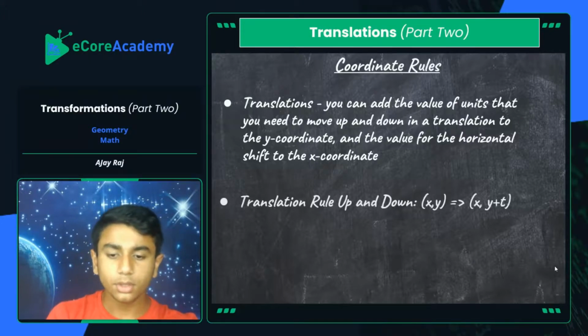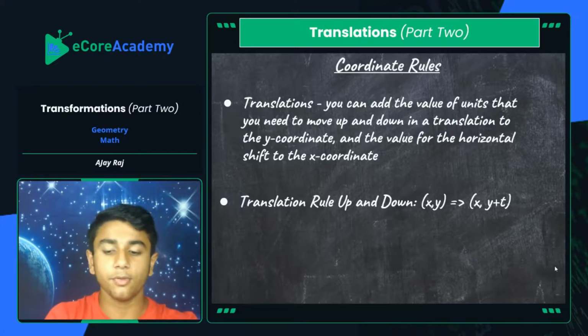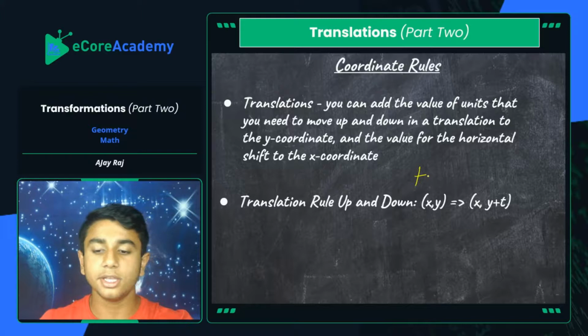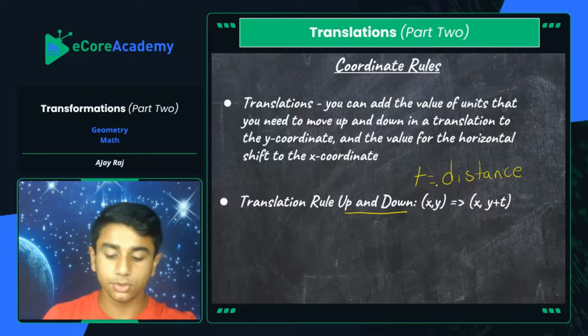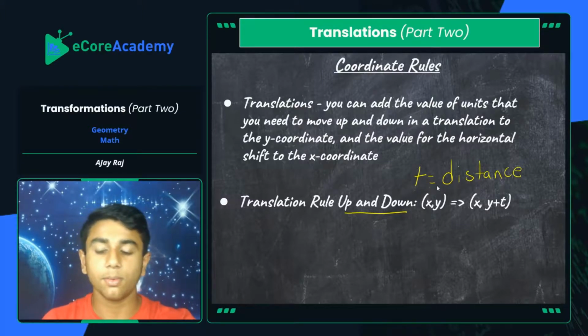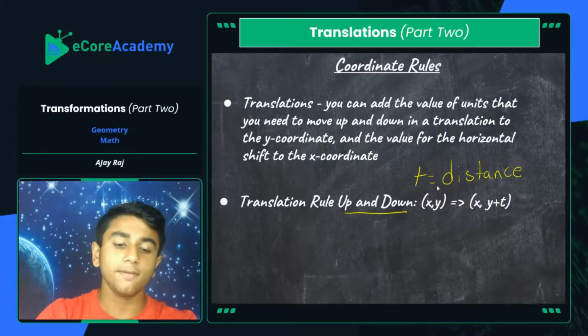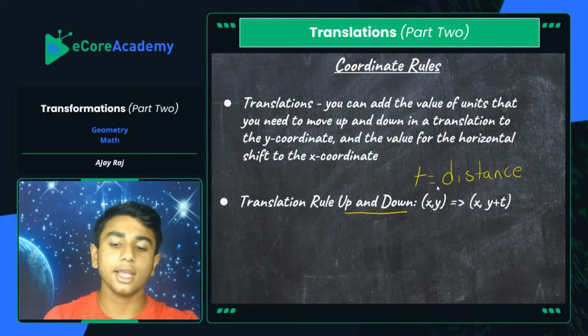So the translation rule when you're moving up and down in any manner is (x, y) maps to (x, y + t), and t is just the distance that you're moving. And that's up or down, like I showed you here. And t is always going to be consistent in every one of these rules. So for the up and down rule, you take (x, y), and if you have certain units to shift, say up 5 units would be +5, and down 5 units would be -5, because moving up is positive and down is negative, so I'm going to write that here.